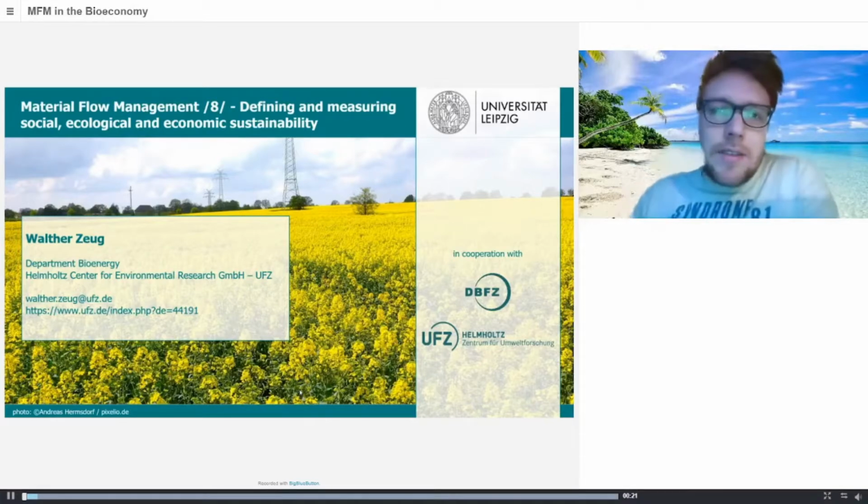And today we will expand a little bit the scope of the classical material flow management by some approaches on how to define and actually measure not only ecological, but also social and economic sustainability.